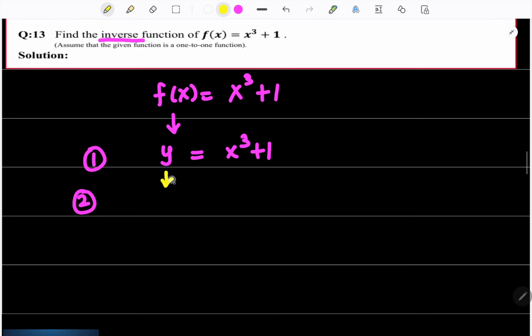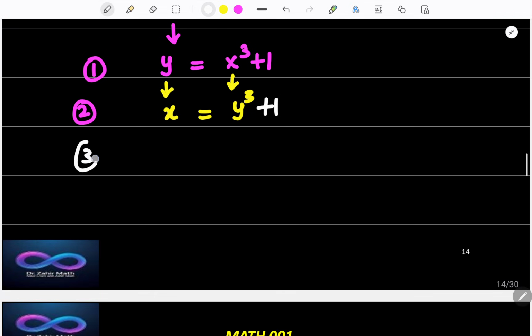Step number 2 is put y equals x and x equals y. Clear? Plus 1. I want to find what now? Solve for y. What is it? Step number 3? Solve for y.